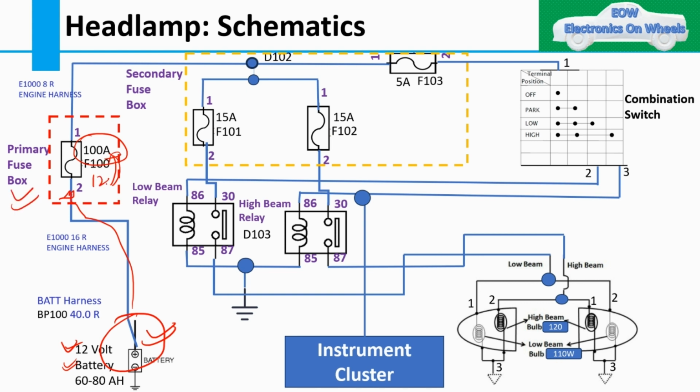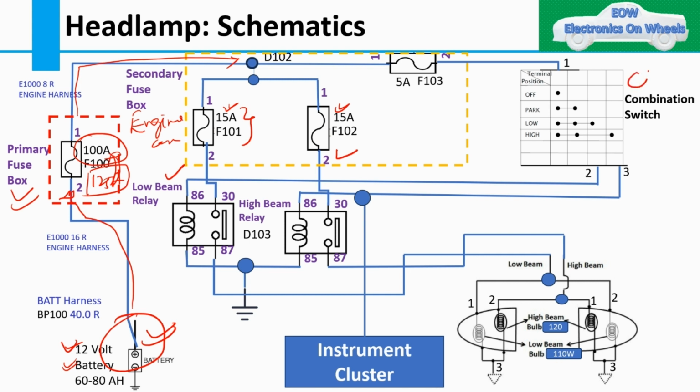You can write 125 amps here also. We have seen earlier that we are using a 125 amps fuse, that is a midi fuse, and it is used for the charging function. Then one wire we have taken to the secondary fuse box, and the secondary fuse box is nothing but the fuse box in the engine compartment. After that we have taken the fuses for the low beam relay and the high beam relay, and these fuse values are 15 amps, here also 15 amps.